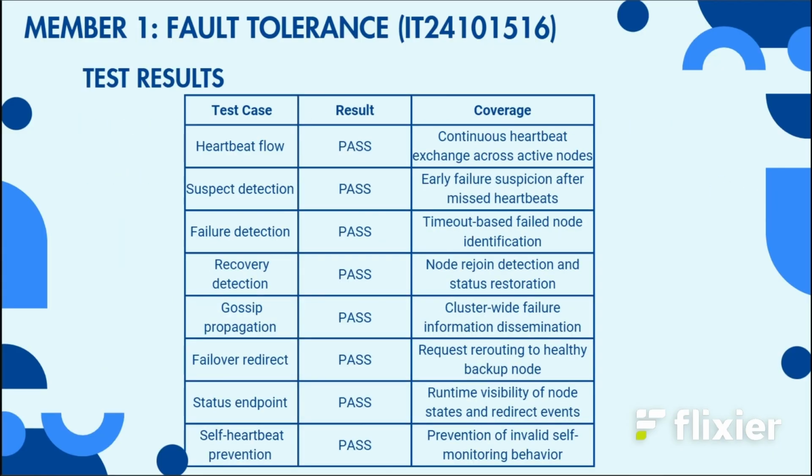Finally, the test results show that all the major fault tolerance scenarios passed, including heartbeat flow, suspect detection, failure detection, recovery detection, gossip propagation, failure redirection, status monitoring, and self-heartbeat prevention. All this confirms that the module behaves correctly during both failure and recovery situations. The next part will be done by Kunjana.